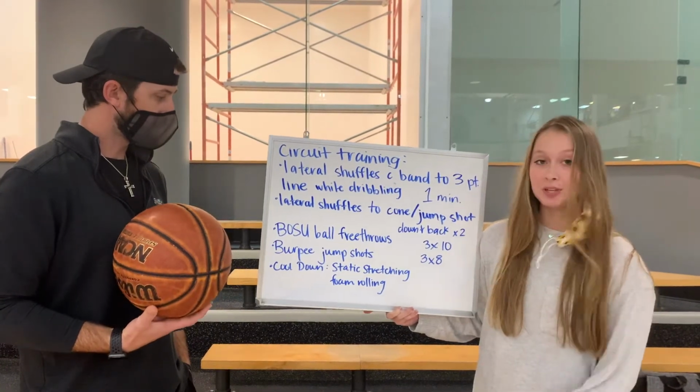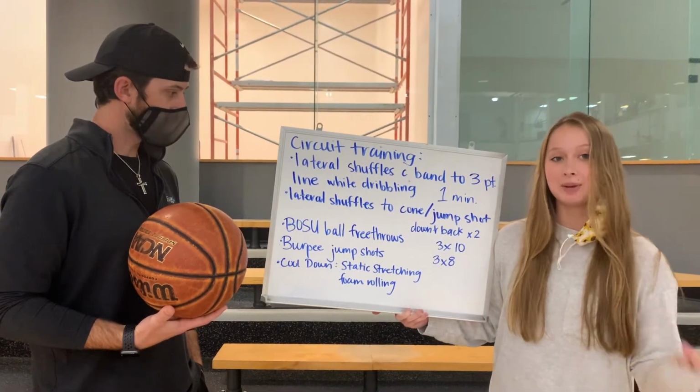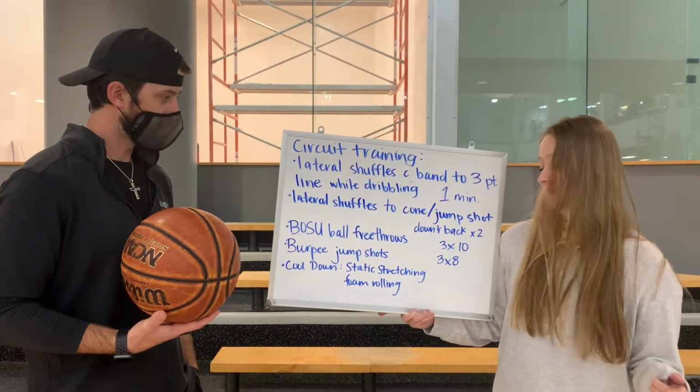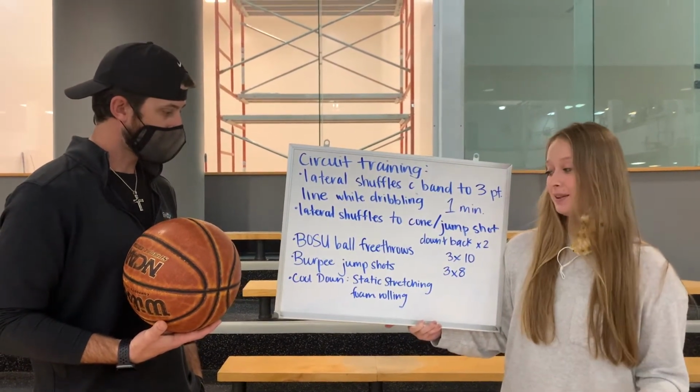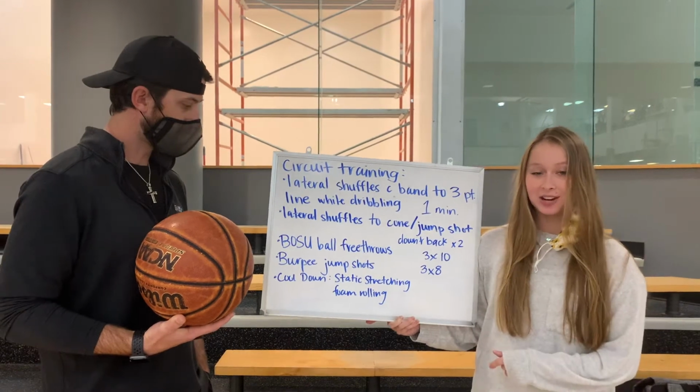And then we're going to do burpee jump shots. So I'm going to get him to do a burpee, and every time he jumps up at the end of the burpee, I want him to do a jump shot. We're going to do 8 of those for 3 sets. Then for the cool down, we're going to do some static stretching and foam rolling.